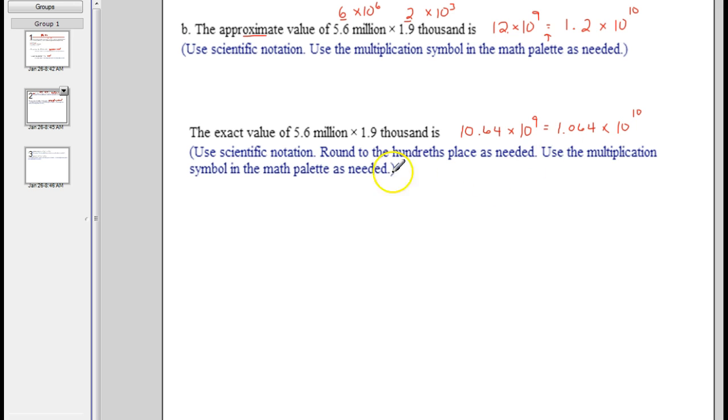Alright, and then it says round to the hundredths place. So there's the hundredths place, so we would write this as just 1.06 times 10 to the 10th. Alright, a lot of you are getting problems wrong in this section because you're just not paying attention to where you're supposed to round.